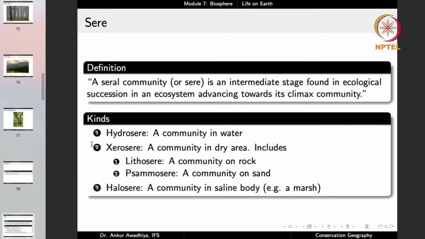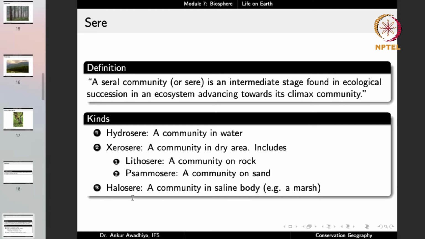Xerosere. Xero is dry. So xerosere is a community that is getting formed in a dry area. What can this dry area be? It can be a lithosere. Litho is rock. So we observed this term in the case of lithosphere, which is rock sphere. Now lithosere is a community on the rock. Psammosere. Psammo refers to sand. So a psammosere is a community on sand.